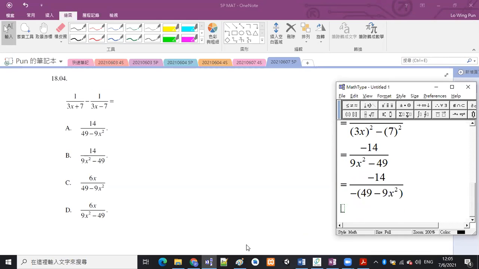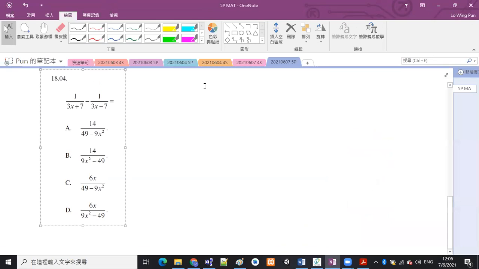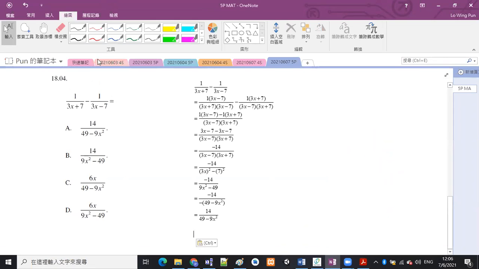And the negative sign from the top and the negative sign from the bottom will be cancelled by each other. So what is remaining on the top is 14, and then on the bottom will be 49 minus 9x squared. Okay, and that will be option A. And you can find the answer now. Option A.